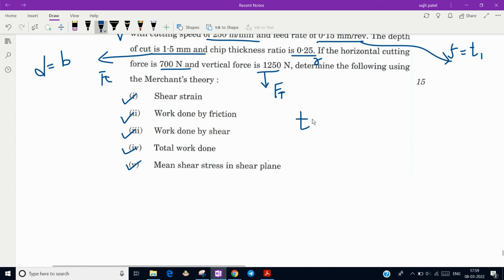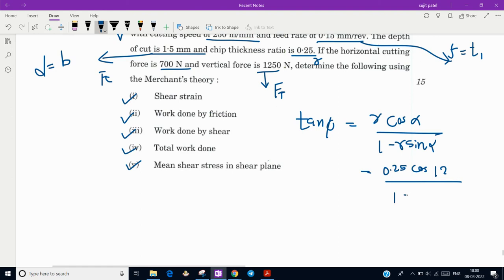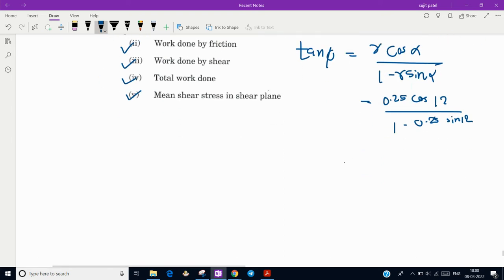So before finding all these things, first of all we have to find shear plane angle phi. We know the formula, tan phi is equal to r cos alpha upon 1 minus r sin alpha. R value we have 0.25, cos 12 degree divided by 1 minus 0.25 sin 12 degree. When you solve this and take the inverse, you will find the shear plane angle phi, that is 14.5 degree.